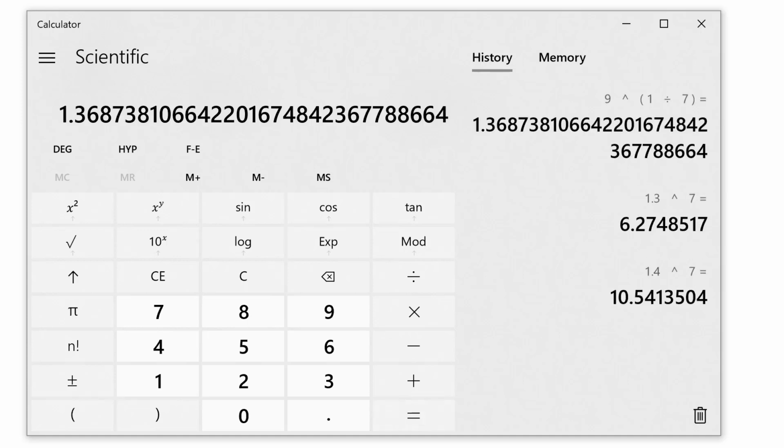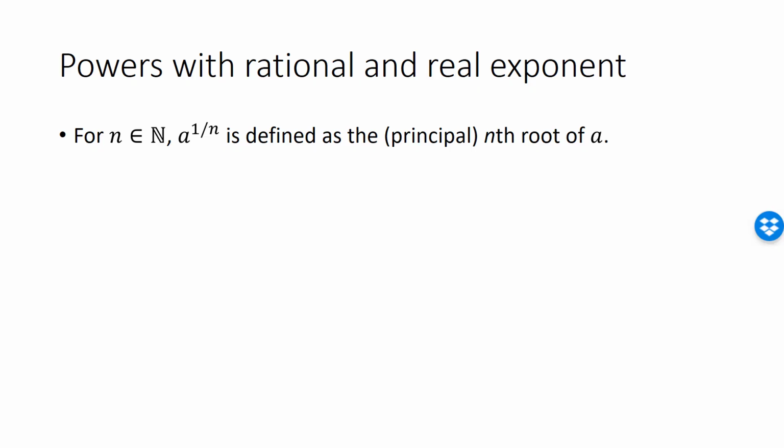In general notation, for any natural number n, a raised to 1 over n is defined as the nth root of a. If n is even, it's the principal nth root, that is, it's the non-negative root. If n is even, a raised to 1 over n is only defined when a is non-negative, while it's defined for all real numbers when n is odd.